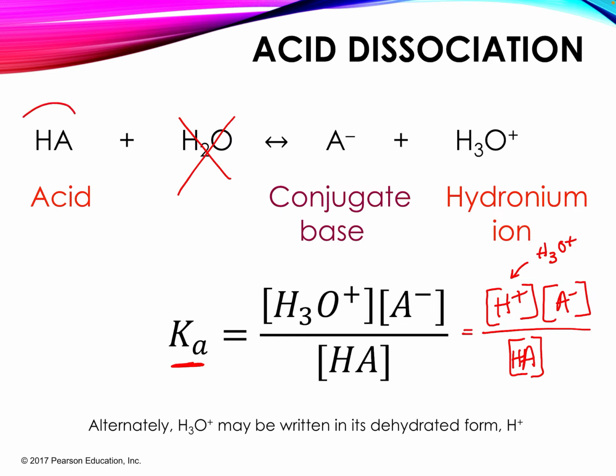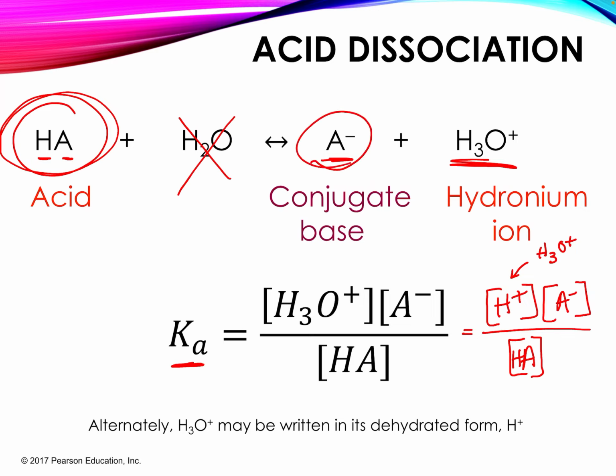And sorry, I should have introduced this HA here. This is just some generic acid. This means that there is a hydrogen on stuff. And then this is the stuff without the hydrogen. Okay, the hydrogen has moved over and is now hanging out with the water. It's just to show any generic acid so that we can see the transfer of that hydrogen to the water, leaving behind the conjugate base.